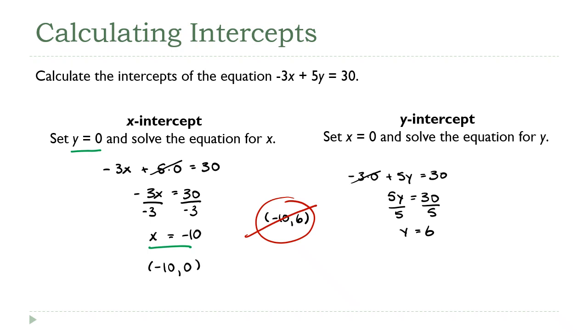Then jump over to the y-intercept side. I started by saying that x equals 0, and we solved for the corresponding y value. So I'm going to put those points together, and 0, comma 6 is going to be the y-intercept. 2 points, exactly like we expected.